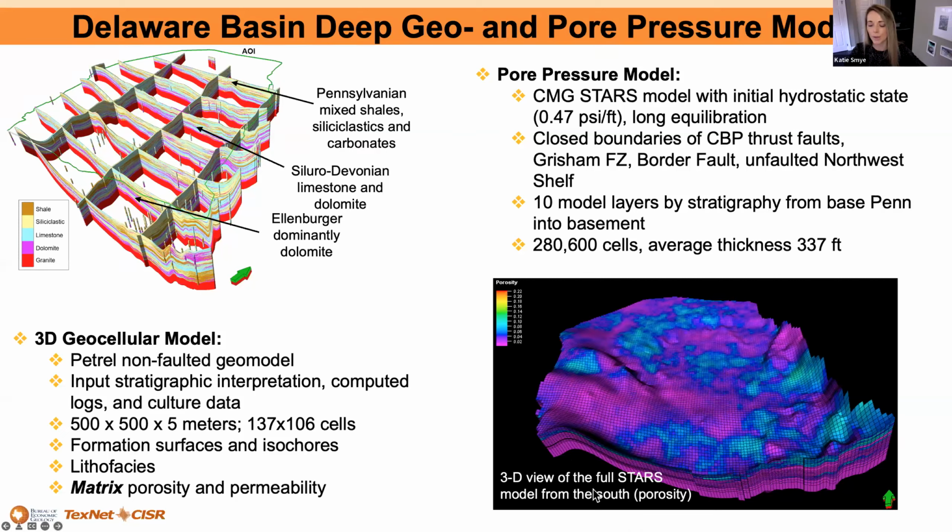This is along the southern boundary of the model, so essentially the Grisham Fault Zone, and showing the distribution of matrix porosity. Porosity is highest toward the top of our model, which is consistent with those Pennsylvanian aged shales that have a little bit more siliciclastic material and higher porosity and permeability. In the CMG STARS flow model, we have 10 model layers from Pennsylvanian into basement, and just over 250,000 cells with an average vertical cell size of 337 feet.